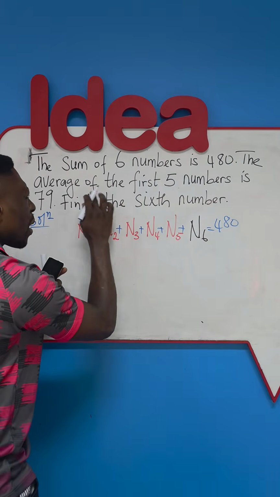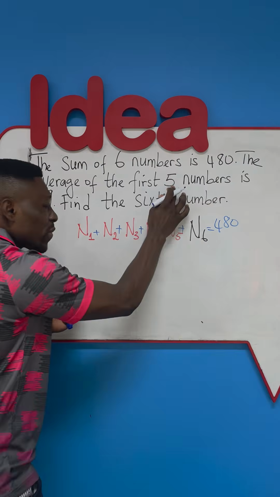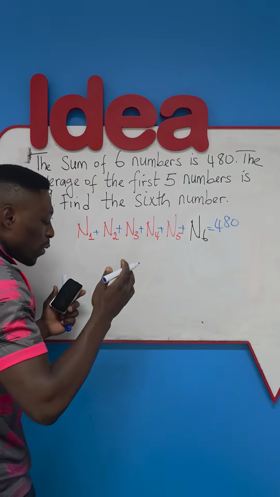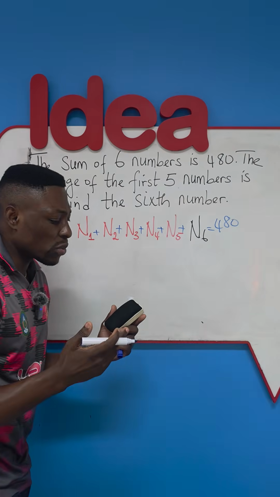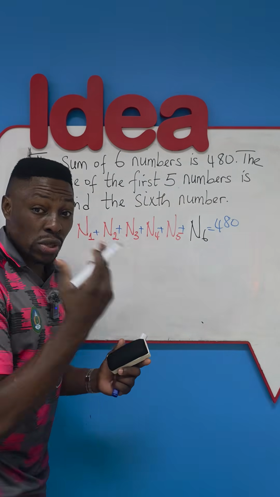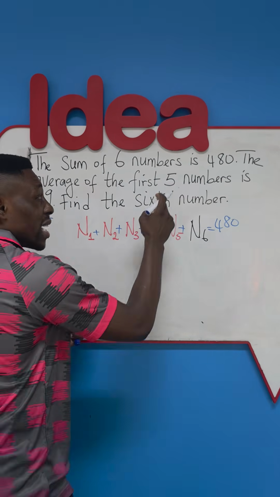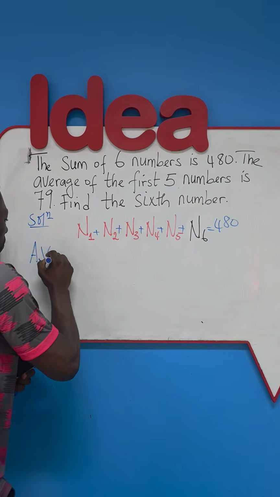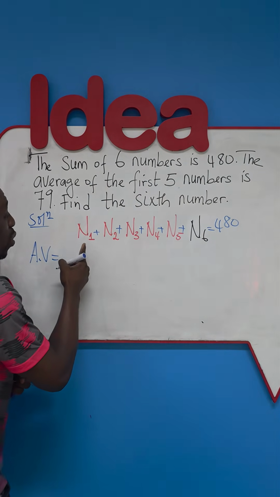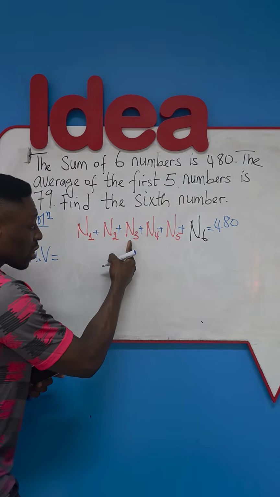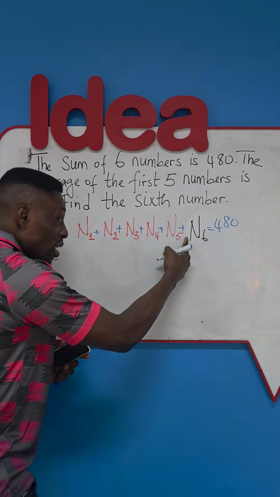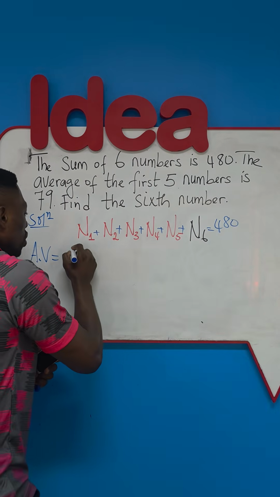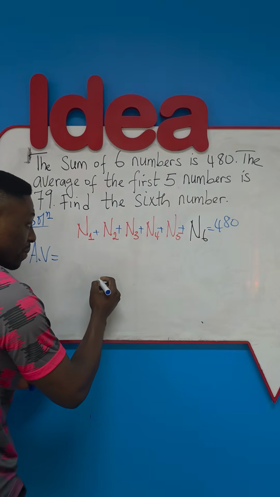But now they're talking about the average of the first 5 numbers. Before we go ahead, let's write down the formula we would have used if we were asked to calculate the average of the first 5 numbers. What will it be? Average of the first 5 numbers will be equal to n1 plus n2 plus n3 plus n4 up to n5 only, and now we will divide it by 5. Okay? So it will be the sum of the first 5 numbers divided by 5.